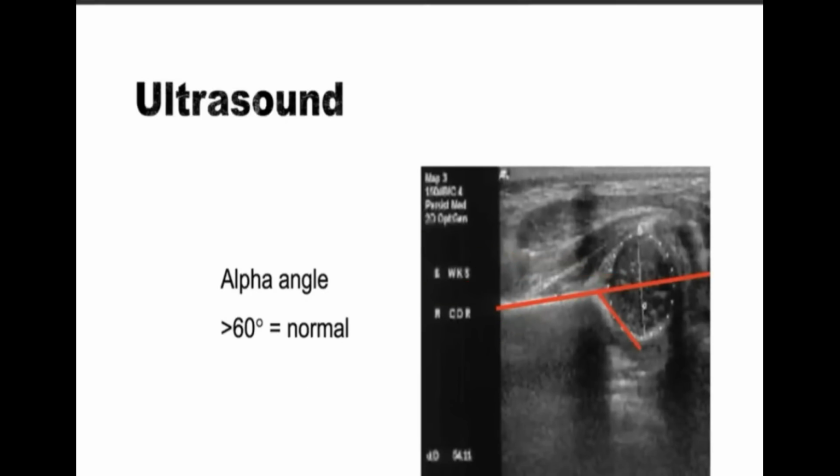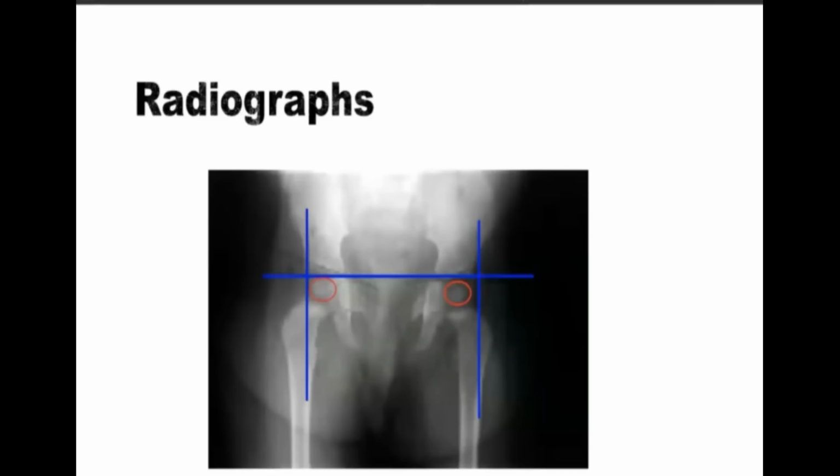We also want to look at this alpha angle, which tells us the deepness or sharpness of that socket, to make sure that it's developing normally. As that angle increases, goes above 60 degrees, that means you have, again, a more vertical or shallow socket that's indicative of dysplasia.